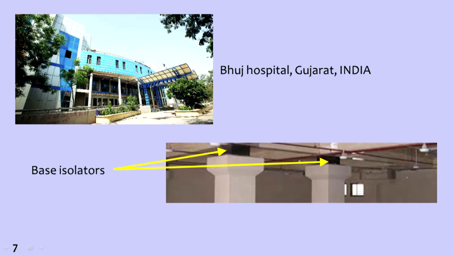It is standing on elastomeric rubber pads, as you can see in between the column and the structure. There are base isolators here, as you can see. They have the capacity to deform laterally, and they are strong enough to carry the entire gravity load of the building.